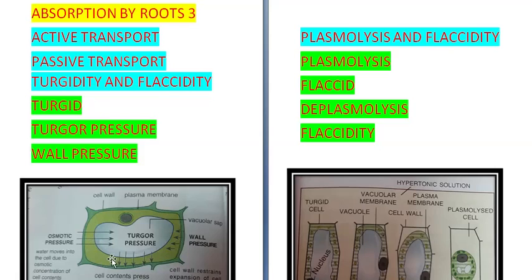Osmotic pressure: the water is entering inside, so because of that there is an osmotic pressure. Cell contents are applying pressure on the wall. See these downward arrows. So this is the turgor pressure. So this is a diagram representing all these three types of pressures.